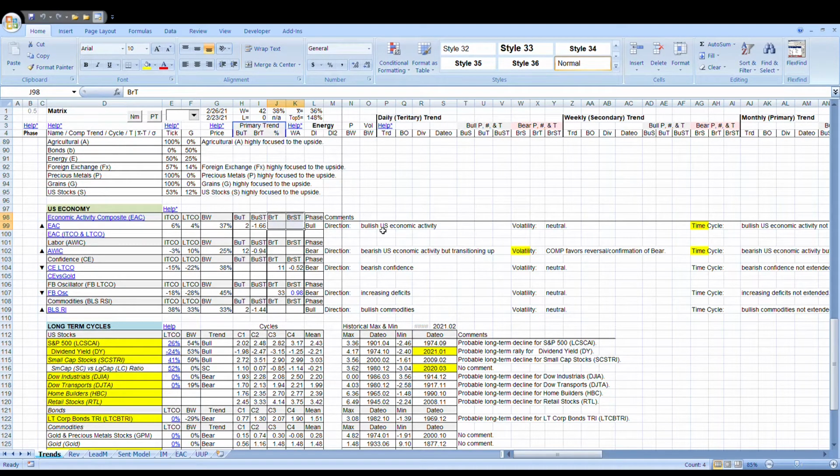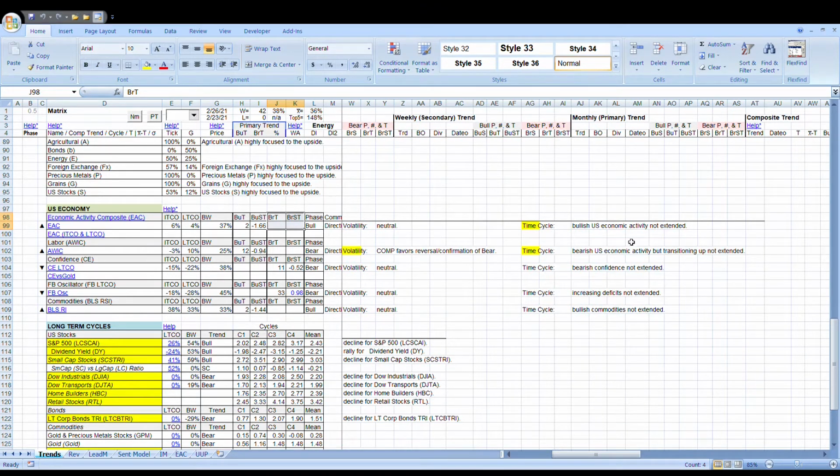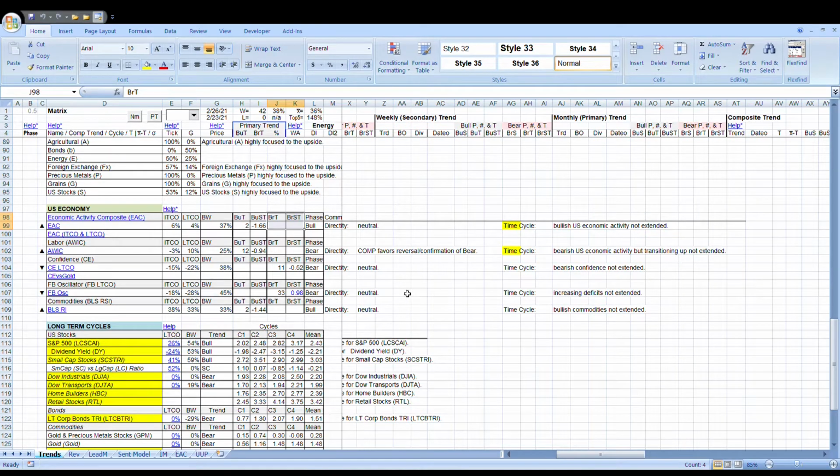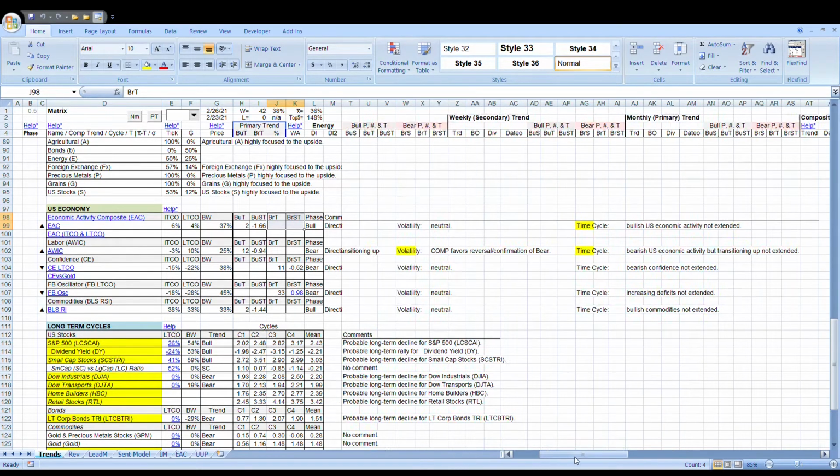Inside the comments section, the computer defines the direction as bullish, so then that would be 2 and up. So if this changes over, this computer's explanation is going to change in terms of the direction. It also discusses volatility. It says it's relatively neutral, so there's nothing going on there. The time cycle is discussed here. It says that economic activity is not extended, so keep an eye on some of this stuff. When the wording changes, it usually says neutral or nothing, but when there's a change, it'll be highlighted yellow.